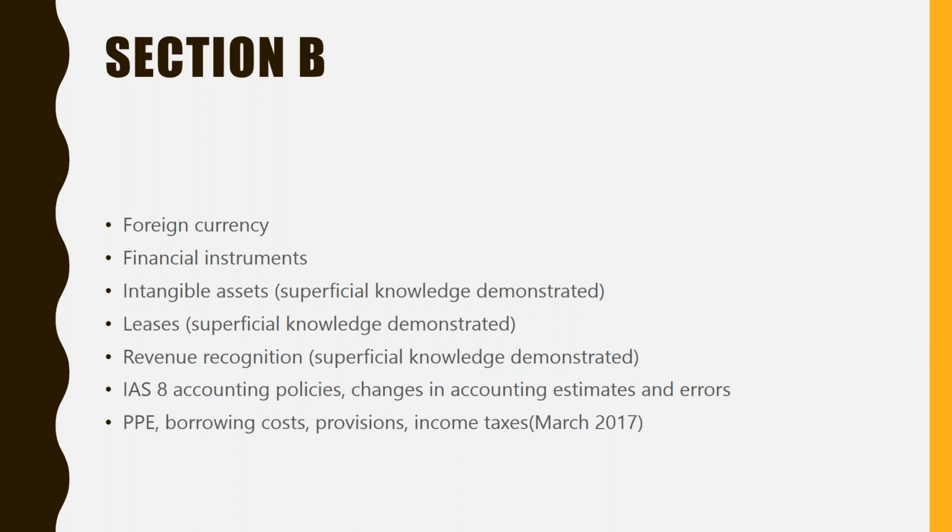An accounting estimate would be like if you change your method of depreciation. So I was doing straight line, so I went to reducing balance. So that's a change in estimate, and that is only applied prospectively.